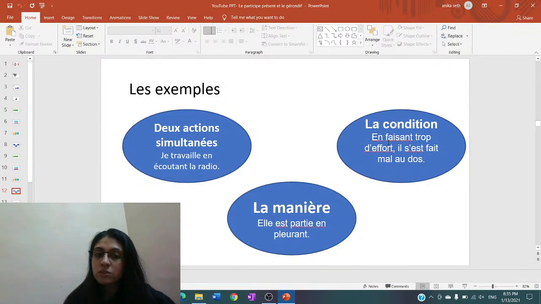Then the third one also, la manière: elle est partie en pleurant, she left while crying. Comment est-elle partie? Elle est partie en pleurant. So in all of these, we are getting the answers to "comment". That is why it's clear that we will place the gérondif.